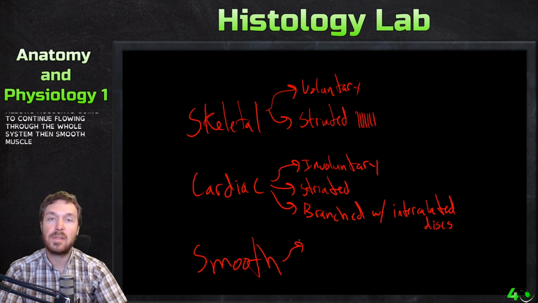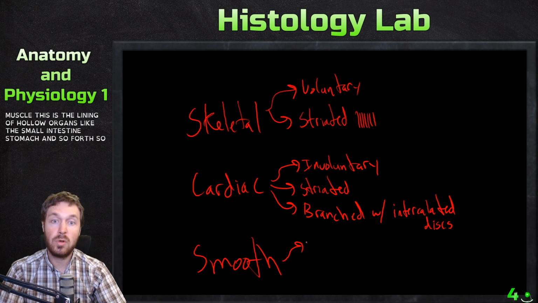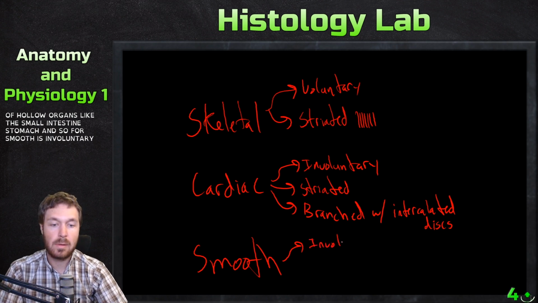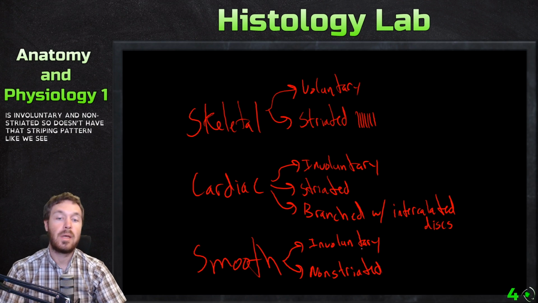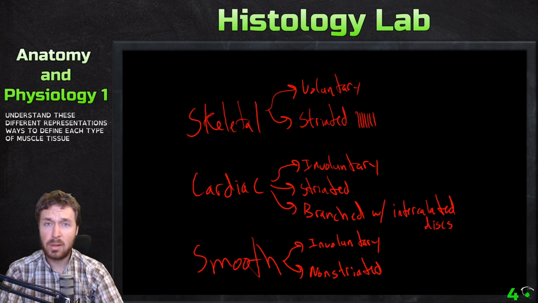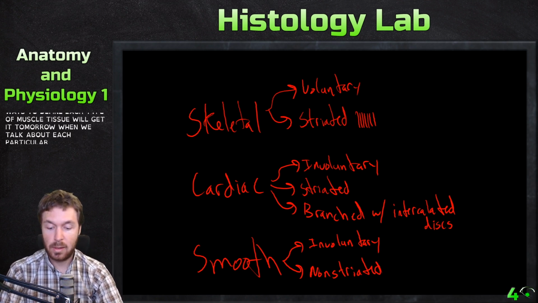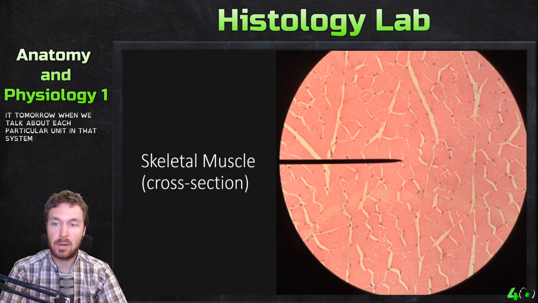Then smooth muscle, this is the lining of hollow organs like small intestine, stomach, and so forth. Smooth is involuntary and non-striated. So it doesn't have that striping pattern like we see in the other two. So it's important to understand these different representations and ways to define each type of muscle tissue. We'll get into more when we talk about each particular unit in that system, like skeletal muscles, which will be coming up later this semester.